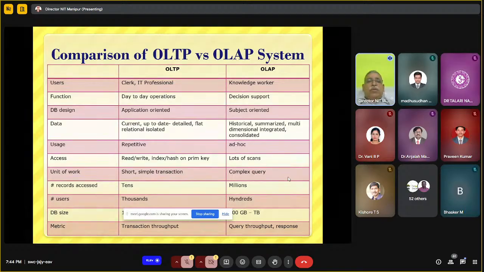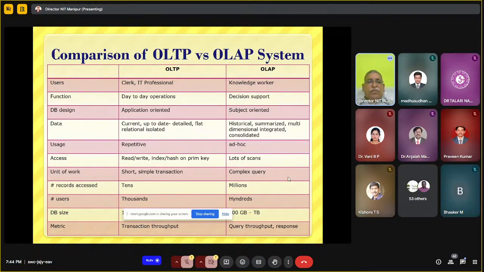Then from the usage point of view, the same application is repeatedly used by different users at the same time, simultaneously. Say millions of users are booking tickets using the IRCTC ticket reservation application. Whereas here the usage is quite static. The analysis I want to do may change based on your analytical strategy and management perspective, but there is no question of repetition. Today you may run one analysis and tomorrow something different, because analysis always varies based on the situation.